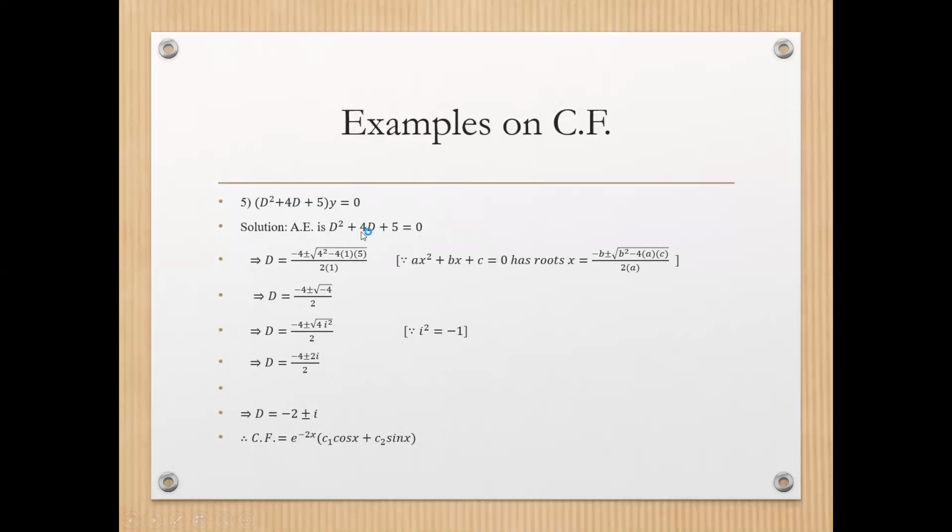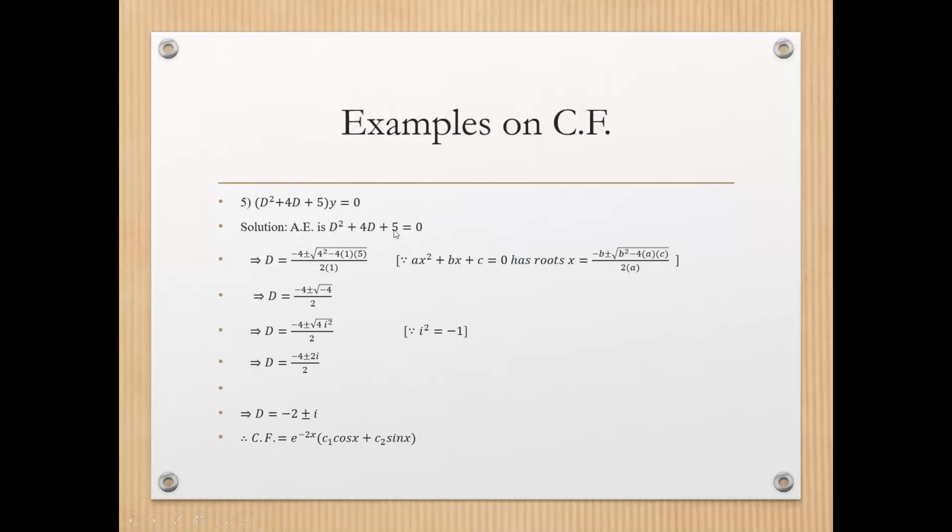As usual, this is a quadratic equation. We know how to find the roots of this equation. As we have seen in the 10th class, this is a quadratic equation ax² + bx + c = 0, a polynomial of second degree in x. Its roots are x = (-b ± √(b² - 4ac)) / 2a. We have to use this formula here.